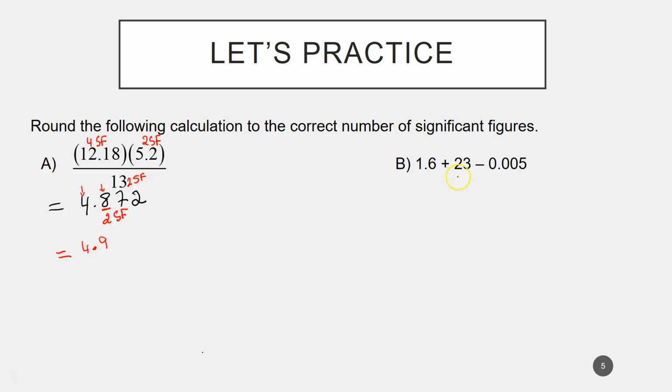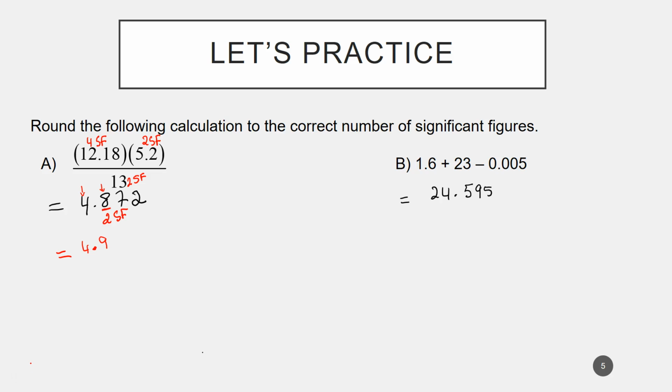Next, 1.6 plus 23 minus 0.005. What do I get when I put this in my calculator? That would give me 24.595. Now, how many digits do I need to keep?